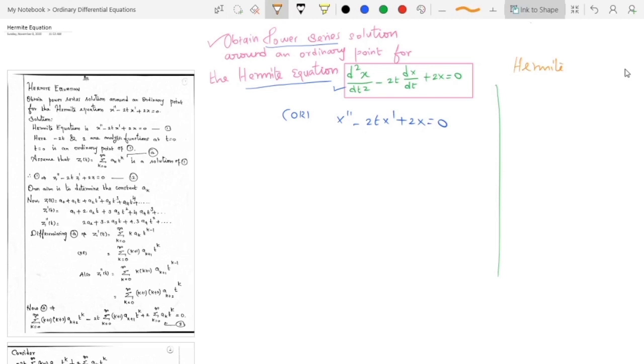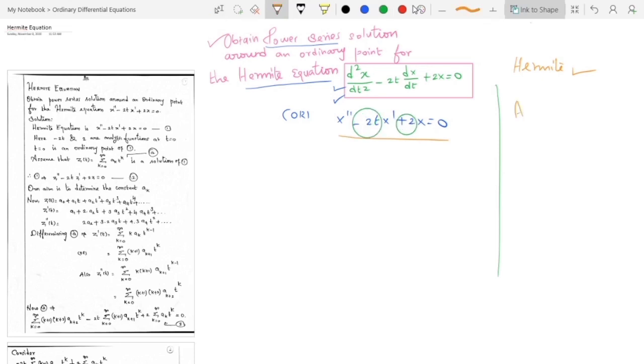First, what is the Hermite equation? The Hermite equation is a differential equation, a second order ordinary differential equation in the form given. Before starting to work, ensure that the coefficient of the highest order term is always 1. Here it is 1, so no problem at all, we can start. Next, check whether the coefficients of x dash and x are analytic or not.